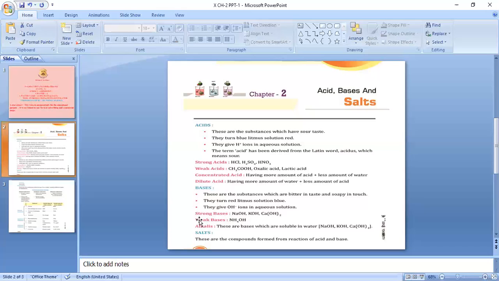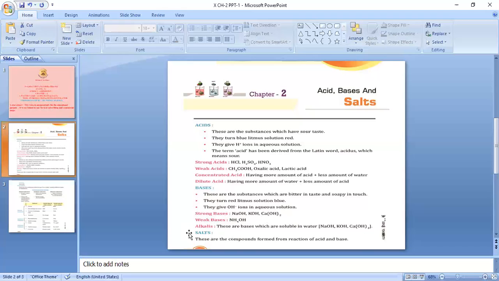We use one very common term, alkalis, when we talk of bases. What is this alkali? Alkalis are the substances which are soluble in water. Basically, alkalis are bases which can dissolve in water, which can form a clear solution in water. For example, NaOH, KOH, Ca(OH)2. That is, all the strong bases will be soluble in water, and we can call these strong bases as alkalis.